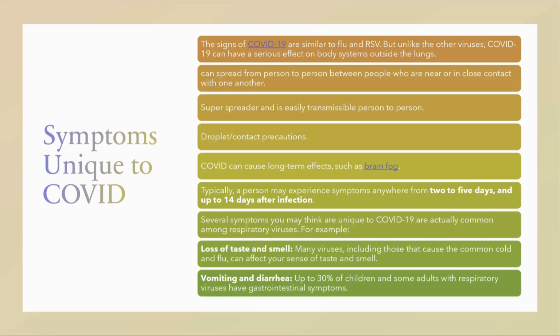And what tends to happen, as you will notice, and it's been talked about many times, is that one person can infect 20 to 30 people very easily with COVID, whereas with flu, we're talking about 3 people. RSV is about the same thing, 1 to 2 people can be infected. So it's not as super spreading as COVID. Droplet contact precautions. COVID can cause long-lasting or long-term effects such as brain fog and other issues.